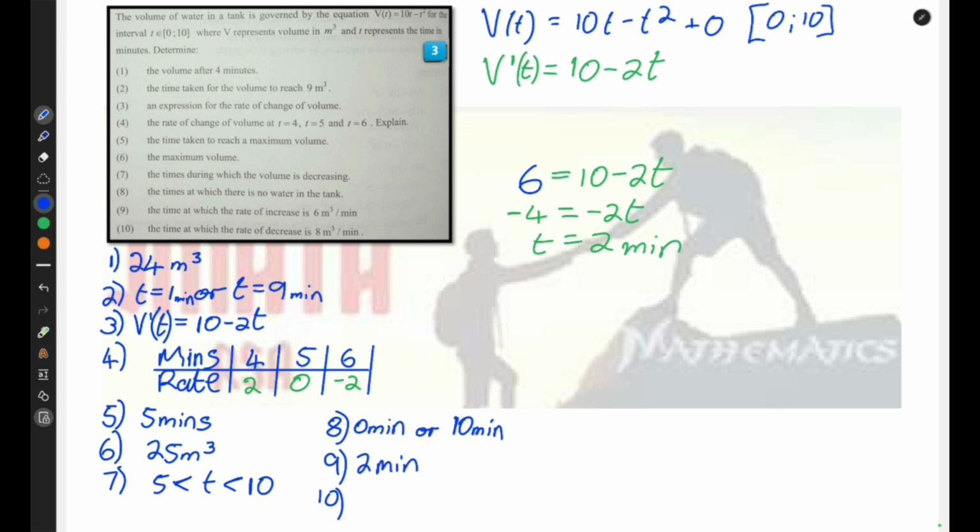Now, if I do question 10, I'm going to do exactly the same, but now it's not increasing, it's actually decreasing. So I would have to say it's a -8 in the place of rate. So when is the rate -8? I can now just solve this. So this becomes -18 is minus 2t. And therefore, if I divide by -2, this would just be 9 minutes. And that would be the answer for question 10, 9 minutes.